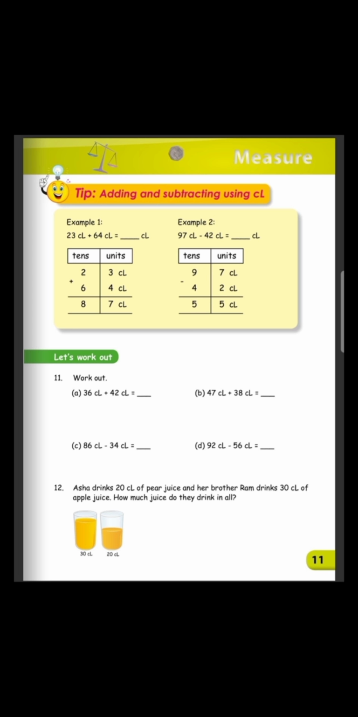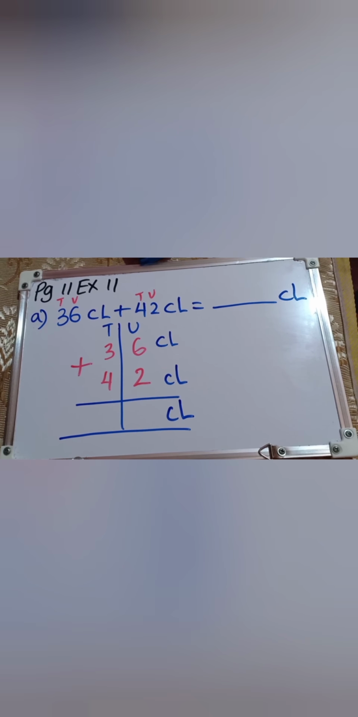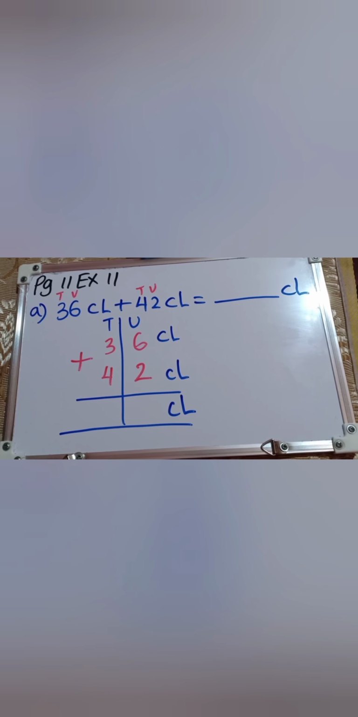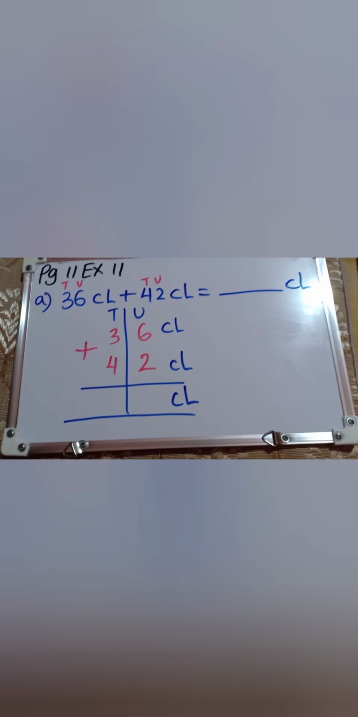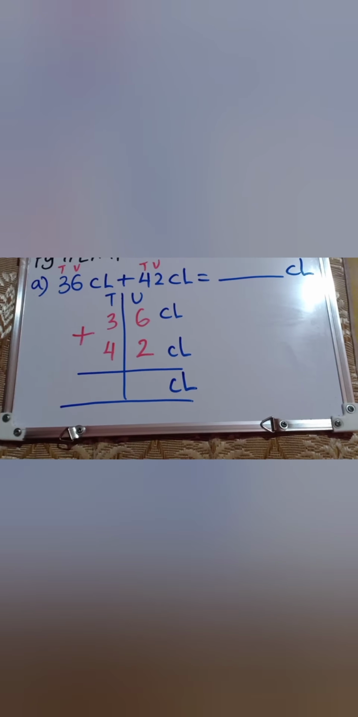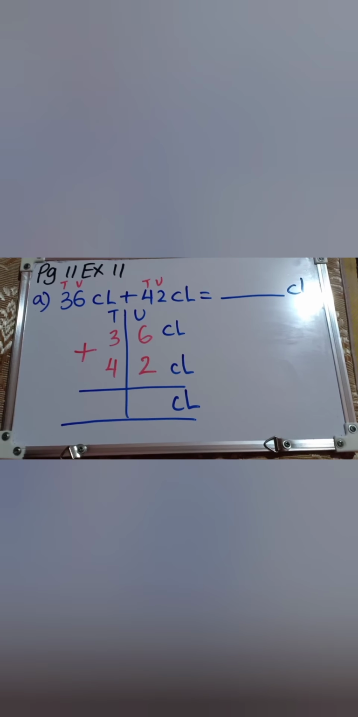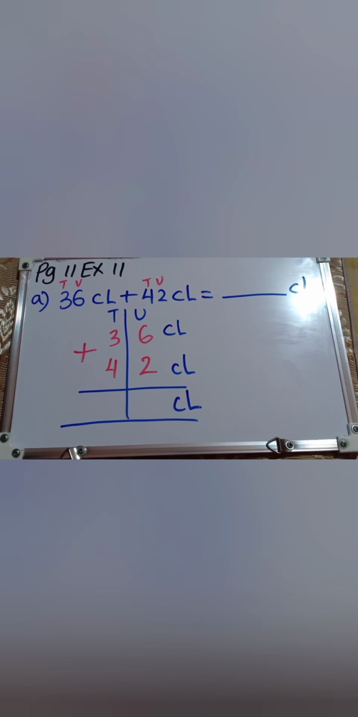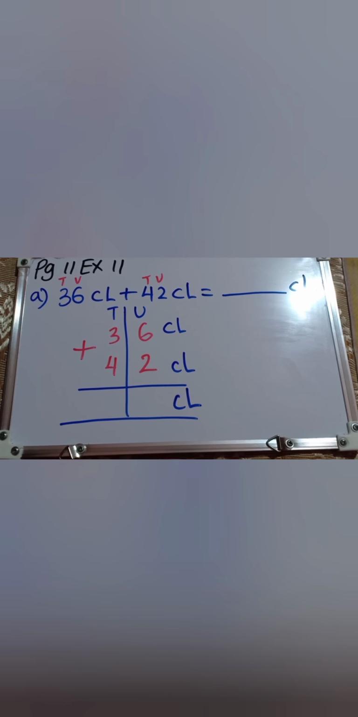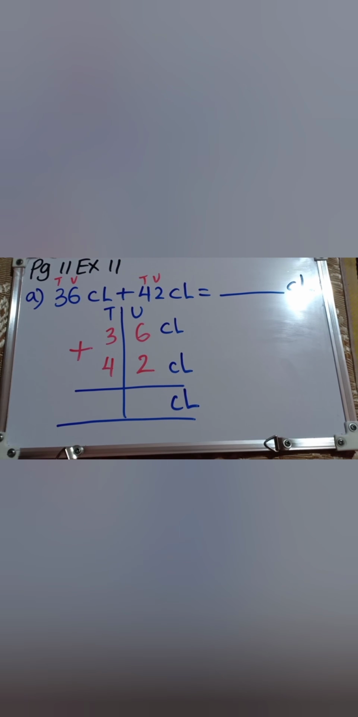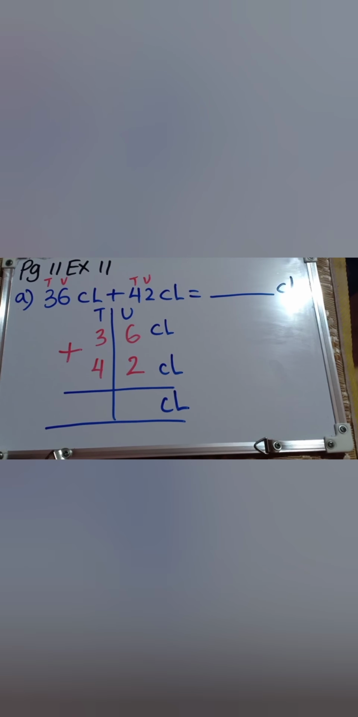Now we are going to try out some exercises. Question number 11. Work out. So follow on the board, we are going to work out together. You should draw the columns in your copybook. And do not forget to write small t small u on the numbers to be able to classify them correctly. So 36 is 6 units and 3 tenths. 42 is 2 units and 4 tenths. We have the plus sign. It means that we have to add.